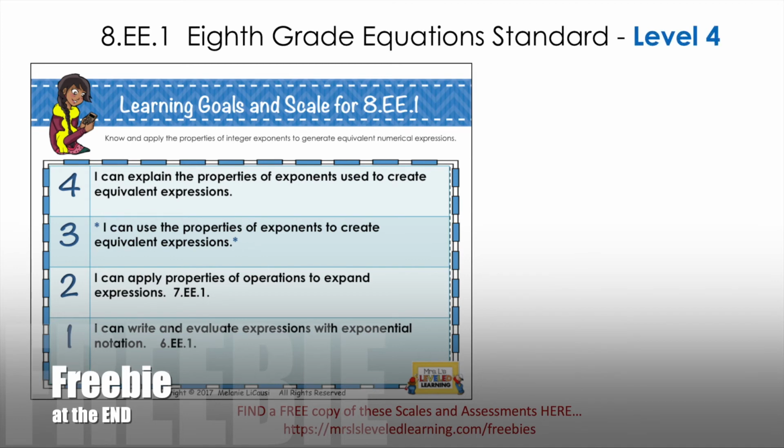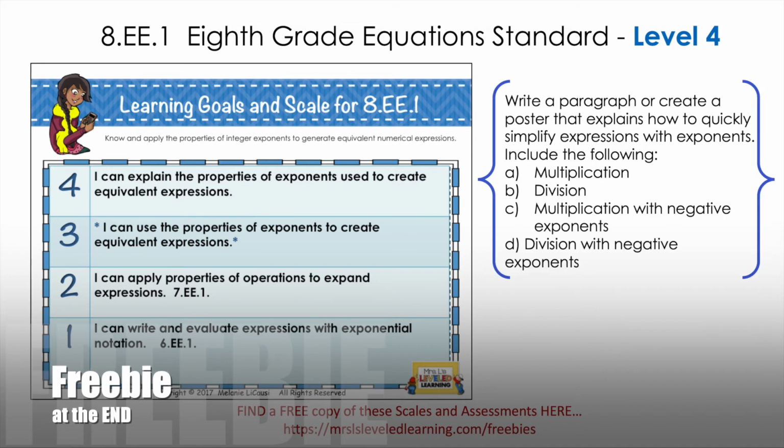Now, level 4 is not something I give every student. I might give it to my gifted or advanced students, but only after they prove that they've mastered grade level skills. So as an extension, I might have them use the properties of exponents to create equivalent expressions, maybe coming up with a variety of expressions, maybe applying the expressions to real-world problems or coming up with their own problems. There's a lot of creative and fun things you can do at level 4. Here's an example of a level 4 problem. Write a paragraph or create a poster that explains how to quickly simplify expressions with exponents.